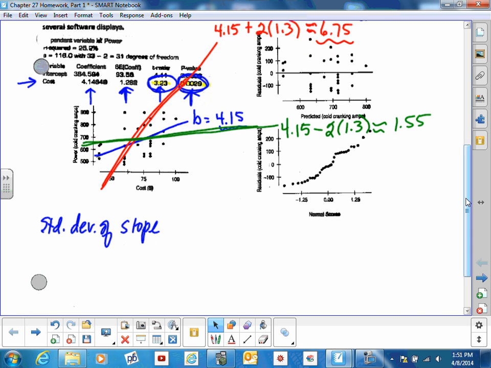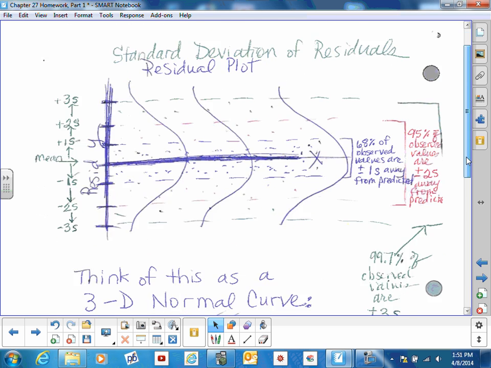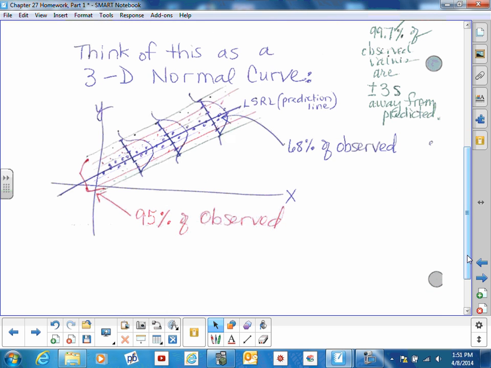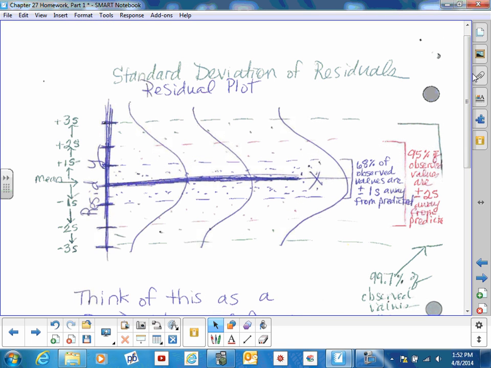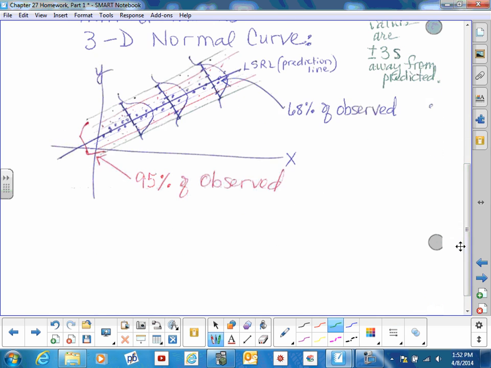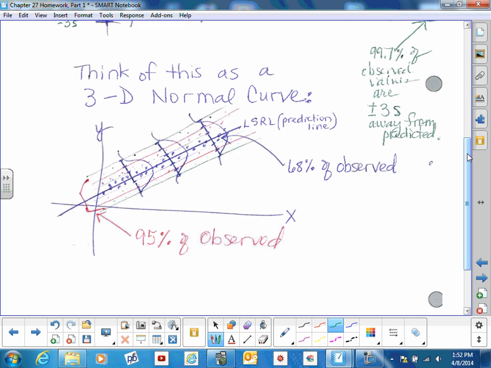All right, final thing. Here it is right here. You don't have this, I have it. Think of this distribution. This is a talk about the standard deviation of residuals, okay? And here's what it looks like. Think of a 3D normal curve. This is your prediction line right here. The standard deviation of the residuals tells you about the observations around that prediction line.